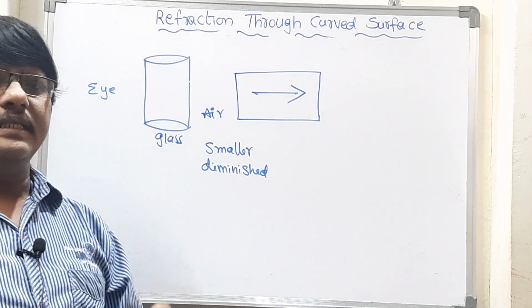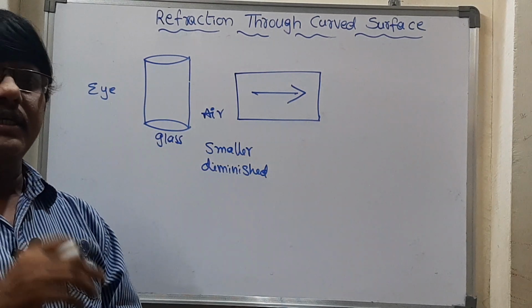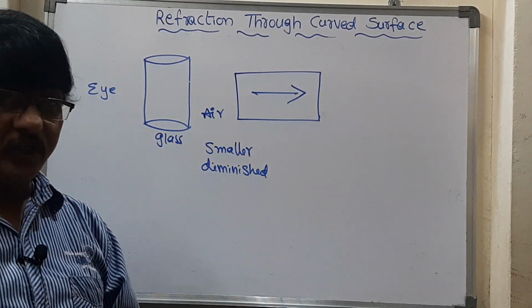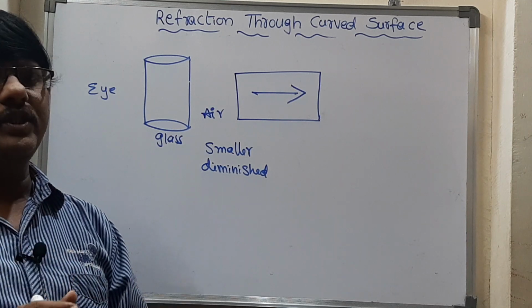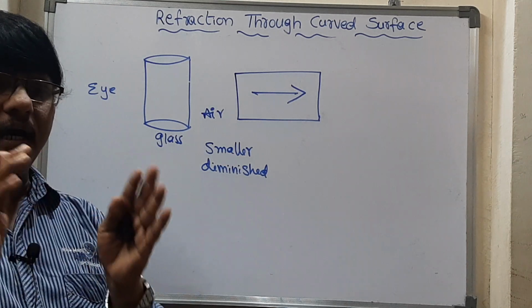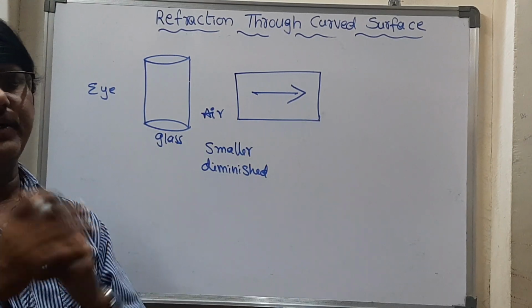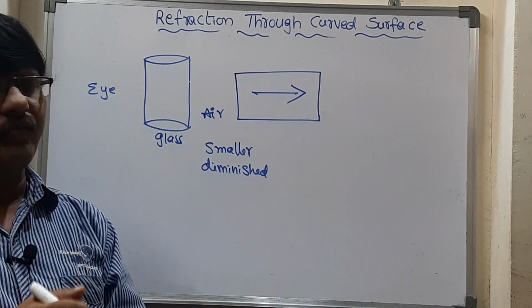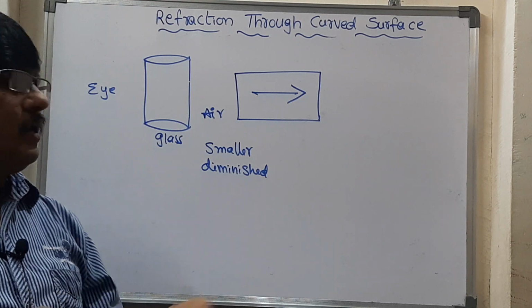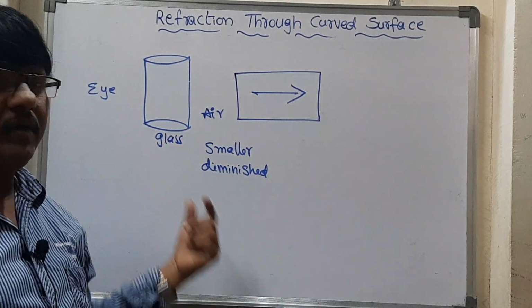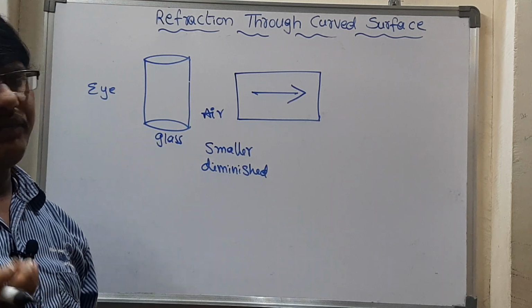Because of these two different mediums, the speed of light also changes. Because of that change in the speed of light, the object appears to change in its size and shape. That is what we call refraction. Did you get it? Why does the arrow mark appear smaller? A very simple reason: due to refraction.